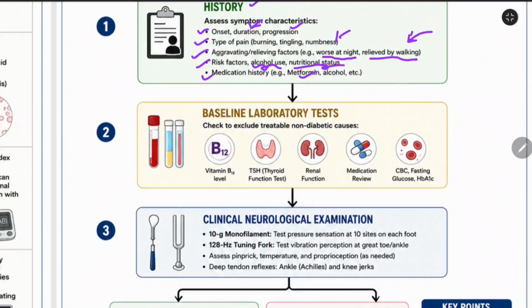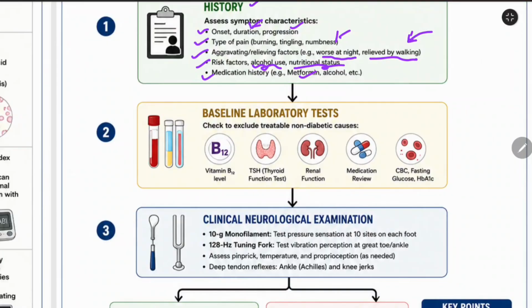So after taking the history: what is the onset, what is the duration, how is the progression, what was the duration of diabetes mellitus? How is the pain, what is the type of the pain, burning or claudication type, when it aggravates, when it relieves, and what medications the patient is taking, whether the patient is alcoholic or not.